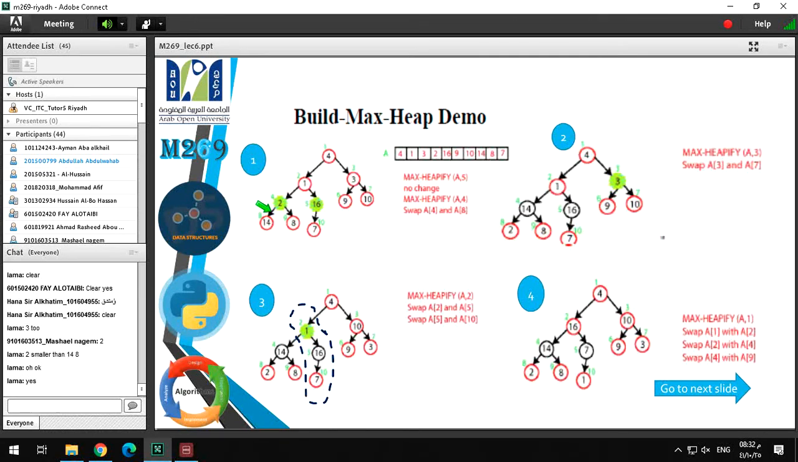Now what should we do next? Starting from this node, 1 has a problem, right? So 1 with 2 and 1 with 16. Which one is bigger? 1 with 16, right?